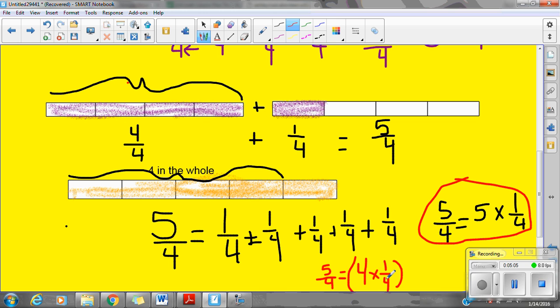So 4 times 1/4 plus 1/4. So we add 1/4 one time. We could also say 1 times 1/4. You know, it works out because 1 times any number is the number. So 1 times 1/4 does equal 1/4. So we could break up 5 times 1/4 into 4 times 1/4 plus 1 times 1/4. I know that's a lot, and we're going to stop right there.